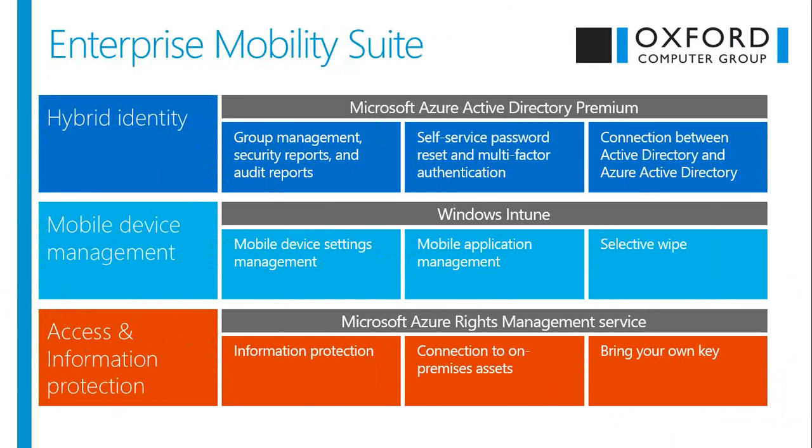And then in access and information protection, probably one of the most powerful components of EMS is the ability to encrypt data, either documents, mail, PDFs, across the platform and deliver those outside of your organization and still maintain the encryption and the security with the document. It's very powerful. And if you're licensing Office 365 now, you have a component of that built into your solution.